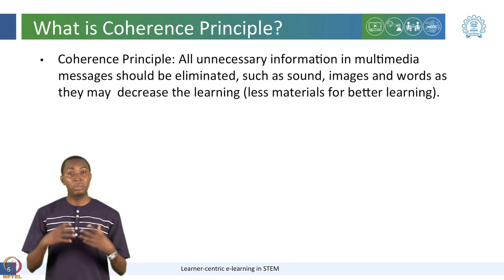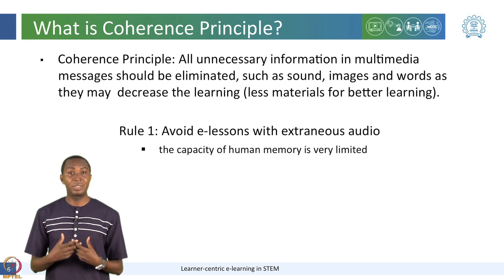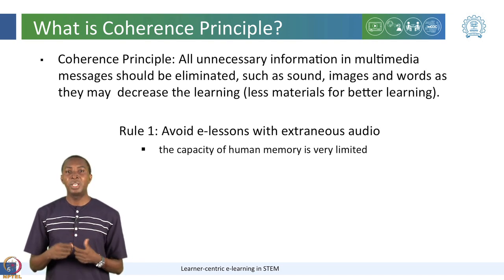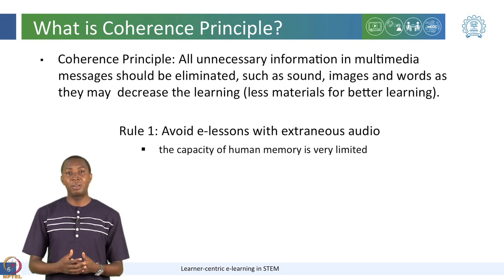in your own content. So the first rule of the coherence principle states that whenever you are creating e-learning content, or whenever you are creating content for your students that involves a lot of channels, make sure that you avoid all these extraneous sounds that may affect the human brain or human memory. Because whenever you add extra information such as extra background music or extra sounds, it overloads your working memory, and it prevents the process of learning better for your students whenever you are creating the content for them.